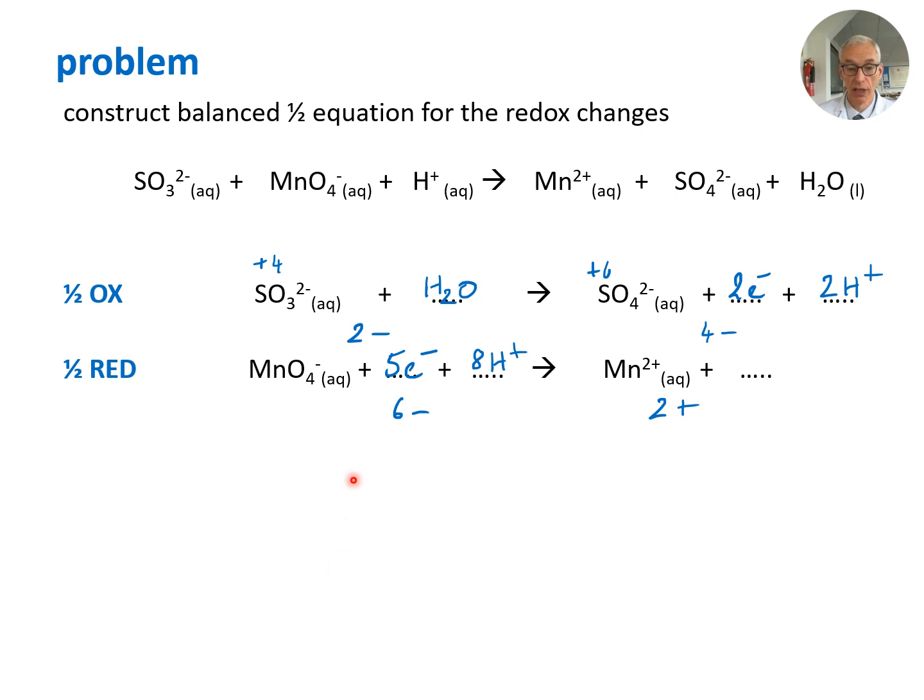I now look at oxygen. I've got 4 oxygens on the left-hand side. I haven't got any on the right at the moment, so I need to include 4 H2O, and my final check is hydrogen balanced, 8 hydrogens there, 8 hydrogens there. So there are my half equations.